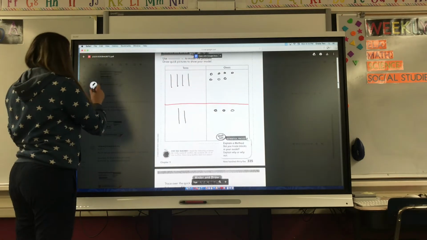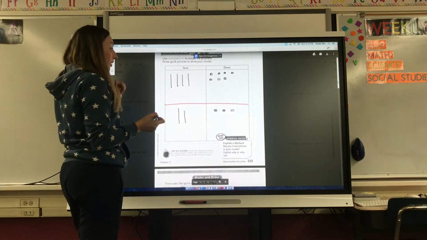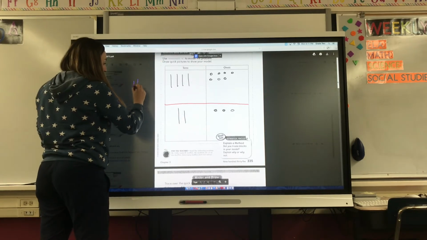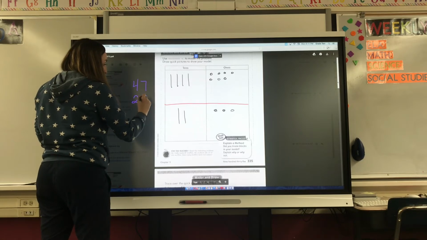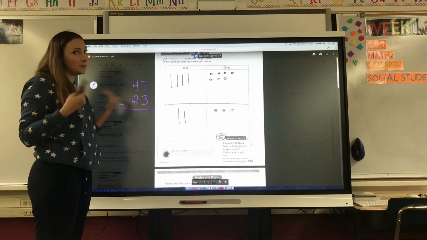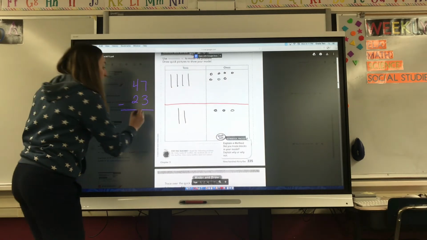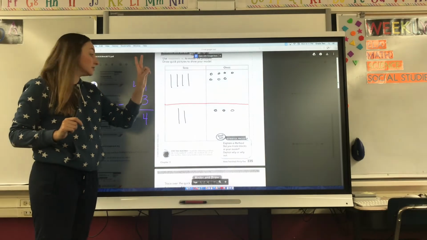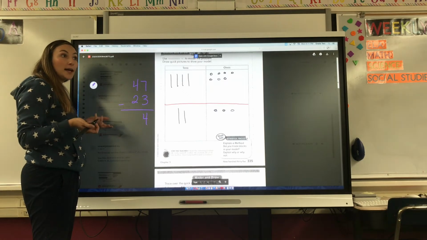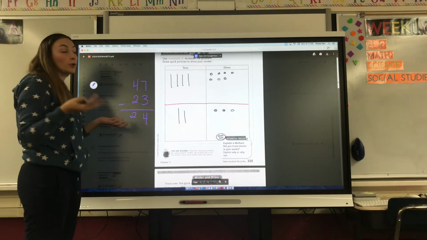Okay, so I'm going to write it out vertically because I think that's easier to see. But if you do it this way, it's totally fine. So vertically, I'll do it over here. It's 47 minus 23, right? Okay, so in this one, do we need to borrow a 10 because is 7 bigger than 3? It is bigger. So 7 minus 3 is 4. So we know we're going to have 4 ones on the one side. And then we do 4 minus 2, which is a double, so it's 2. So our answer is 24. We have 24 muffins left.